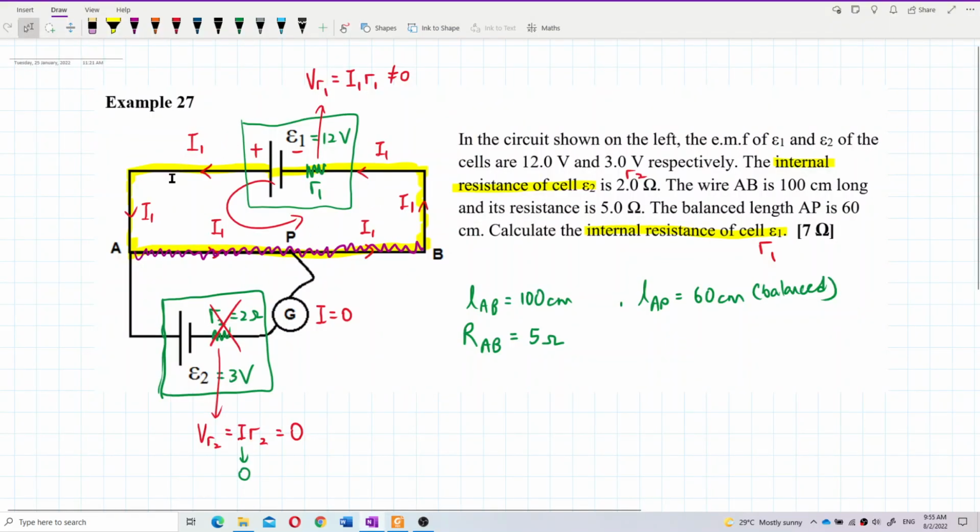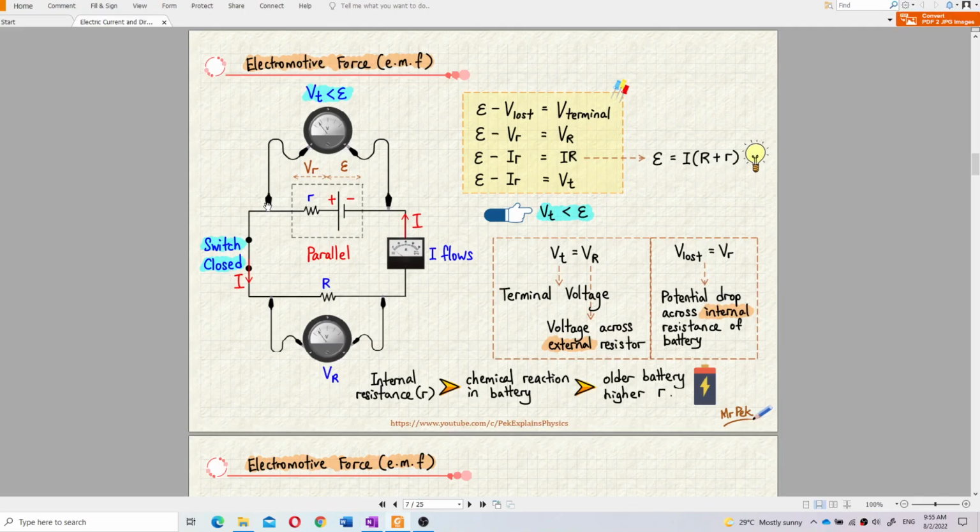I can say that the top part has current flow, and so there is potential drop across internal resistance. It's the same as the switch closed: current flows, with potential drop across internal resistance. The terminal voltage is E minus IR, the terminal voltage across the battery.